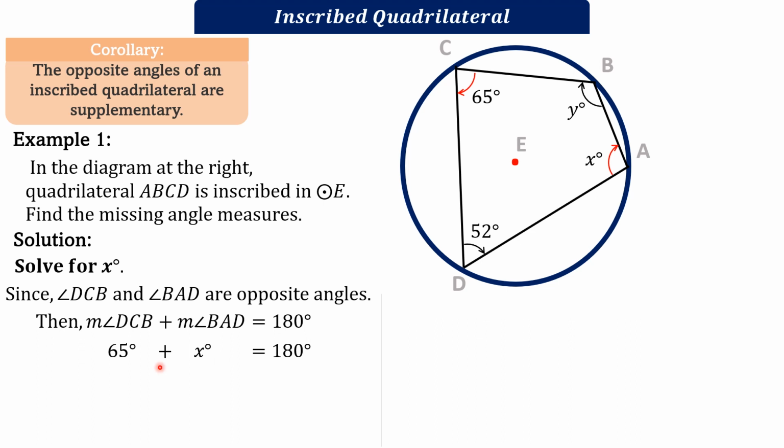Substituting the values, the measure of angle DCB is 65 plus the measure of angle BAD is x. The sum is equal to 180. By applying the additive inverse, therefore, x is equal to 180 minus 65 degrees. X then is equal to 115 degrees.